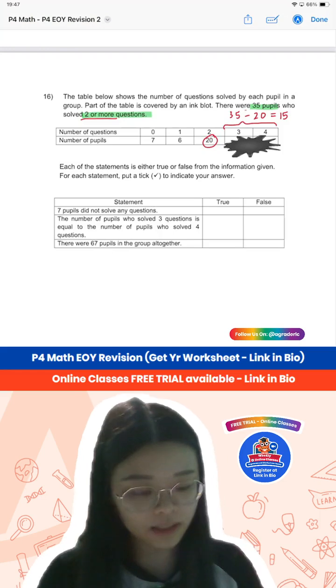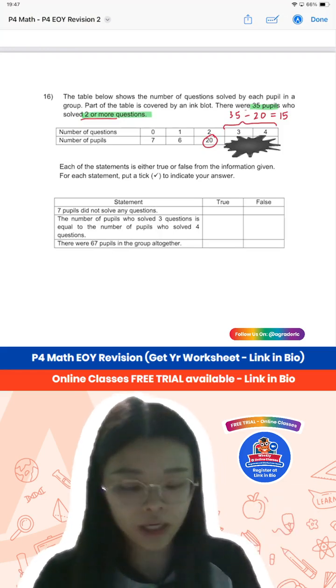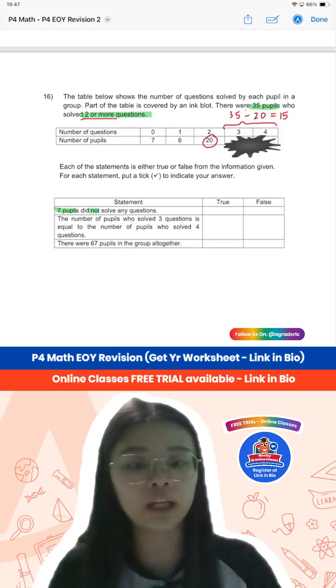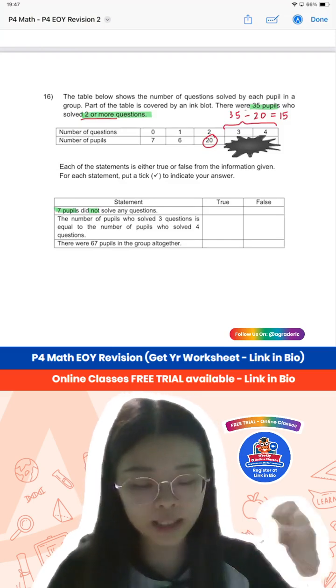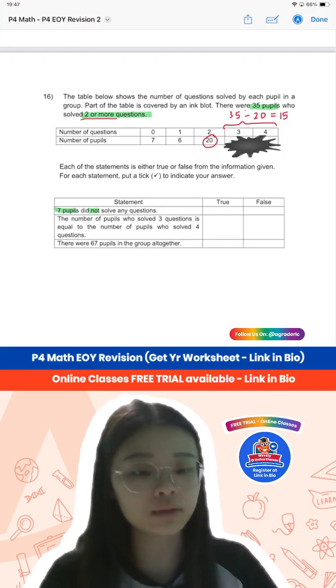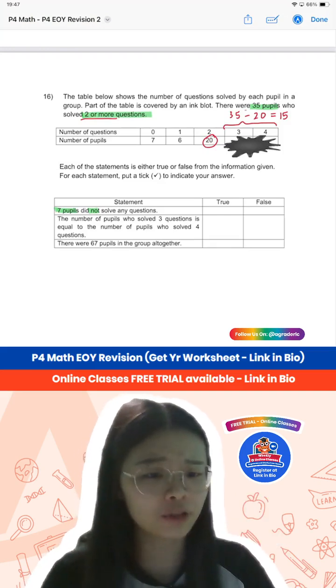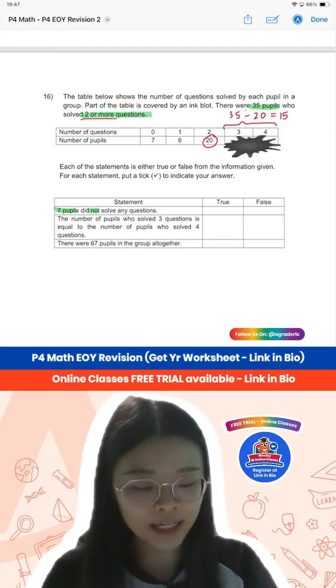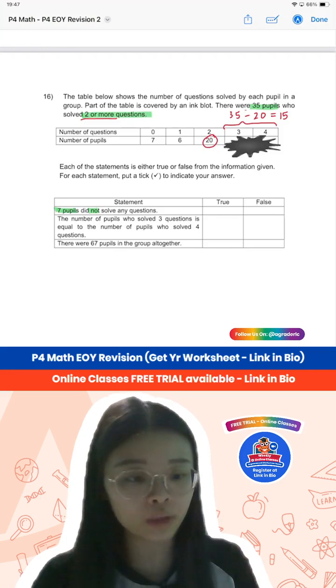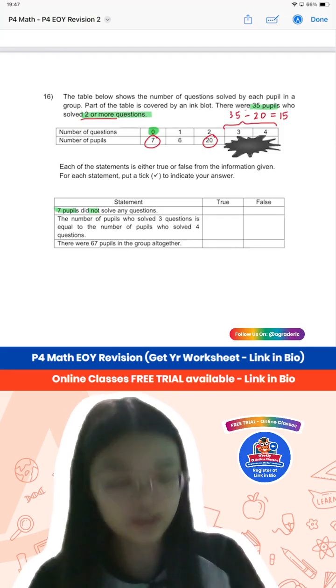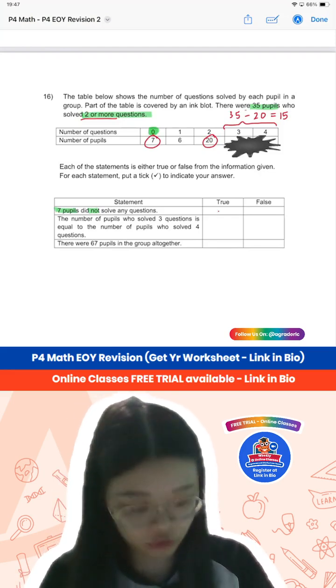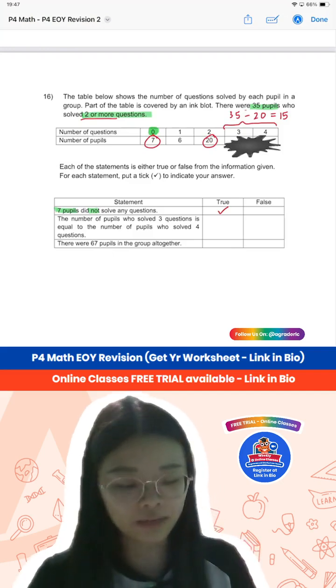Okay, so now we can read already. For each of the statements, we just need to put true or false. 7 pupils did not solve any question. Is that true? Yes, 35 is 2, 3, and 4. Okay, so is it true that 7 pupils didn't solve any question? We have yes and we have no. We take a look at did not solve. Did not solve means you solved a total of 0. So we need to look at 0. How many students solved 0? 7. So actually the answer is true. 7 pupils didn't solve anything.